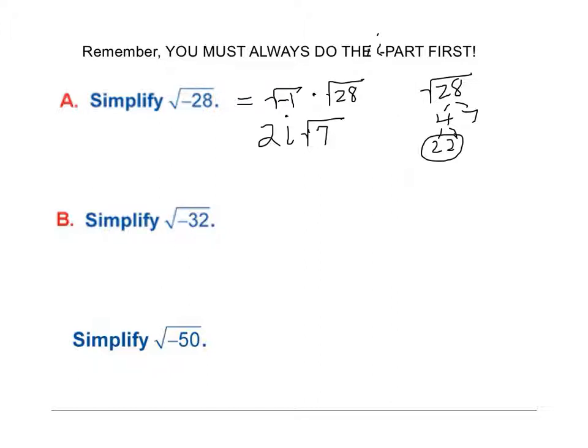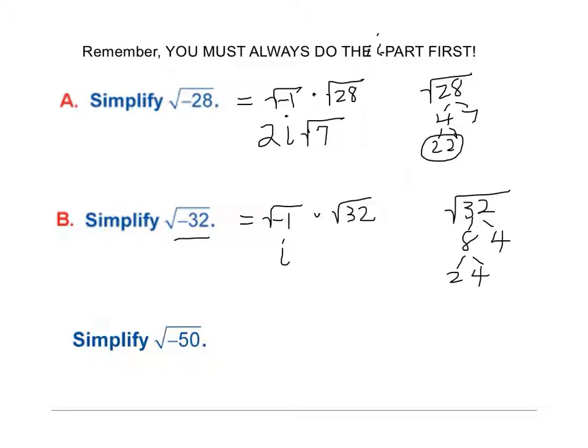Same thing for b. It's going to have i in it because this is the same thing as the square root of -1, or i, times the square root of 32. If you factor 32, that's going to be 8 and 4, 2 times 4 is 8, so 2 times 4 times 4 is 32. And because there are two 4 factors, I can take that out. 4 times 4, as you recall, is 16. The square root of 16 is 4. But 2 is not a perfect square, so it stays underneath the radical. So the square root of -32 would be 4i square root of 2.